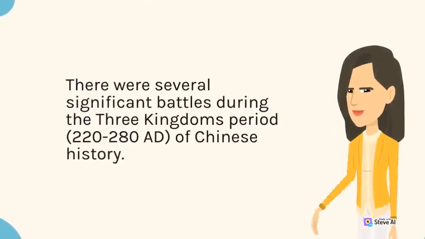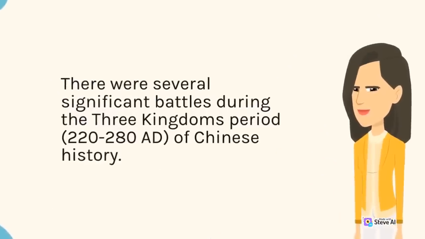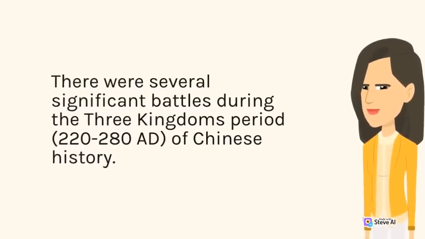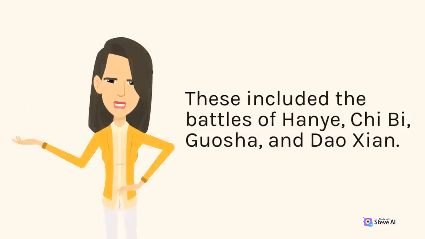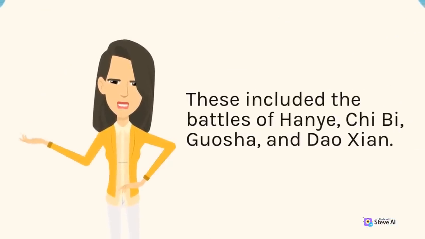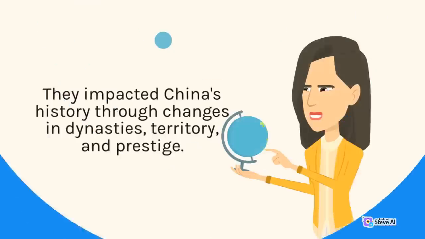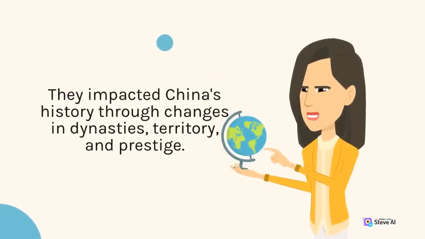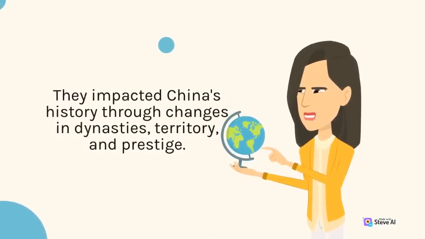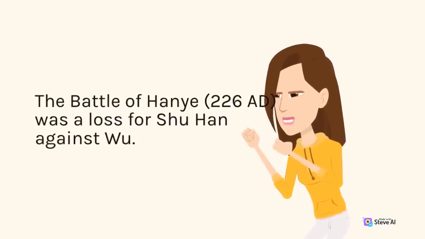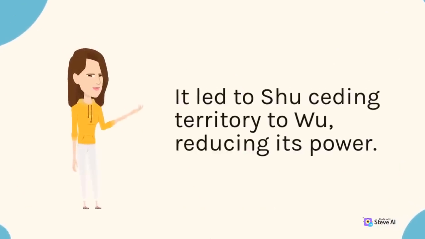There were several significant battles during the Three Kingdoms period, 220 to 280 AD, of Chinese history. These included the battles of Hanye, Qibai, Gosha, and Daoshen. They impacted China's history through changes in dynasties, territory, and prestige. The Battle of Hanye, 226 AD, was a loss for Shu Han against Wu. It led to Shu ceding territory to Wu, reducing its power.